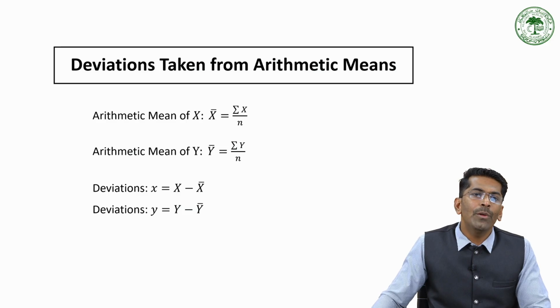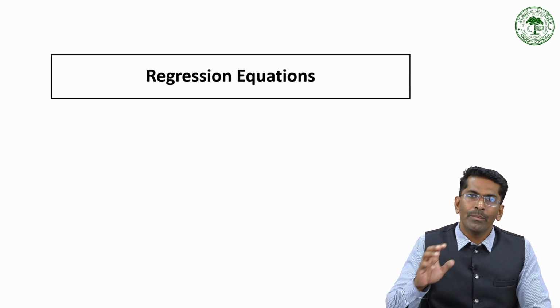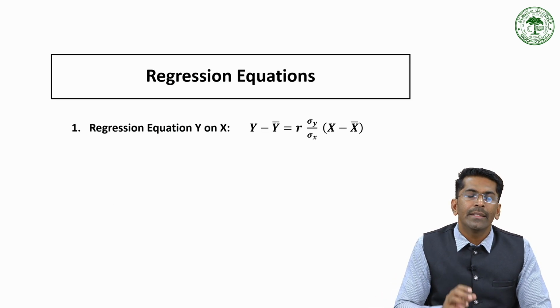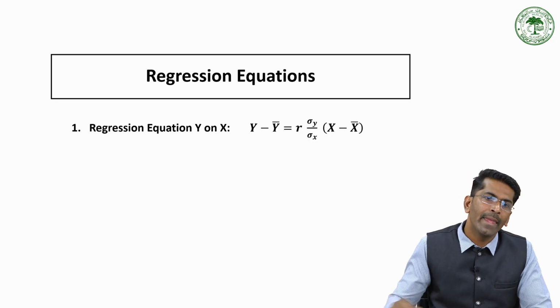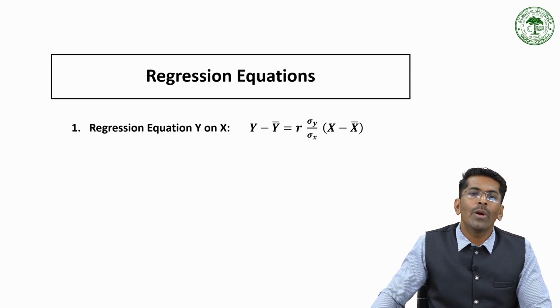Now, using these arithmetic mean values, we are going to calculate the regression coefficient, that is, the regression equation based upon the deviation taken from the mean. We have two regression lines: the regression equation y on x and the regression equation x on y. The regression equation y on x is calculated using the formula y minus y bar equals r, the correlation coefficient, into the standard deviation of y divided by the standard deviation of x, into x minus x bar.